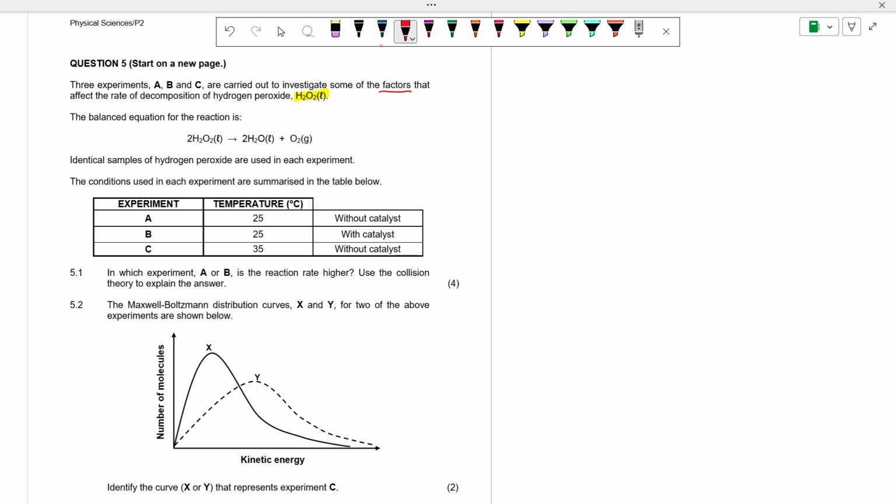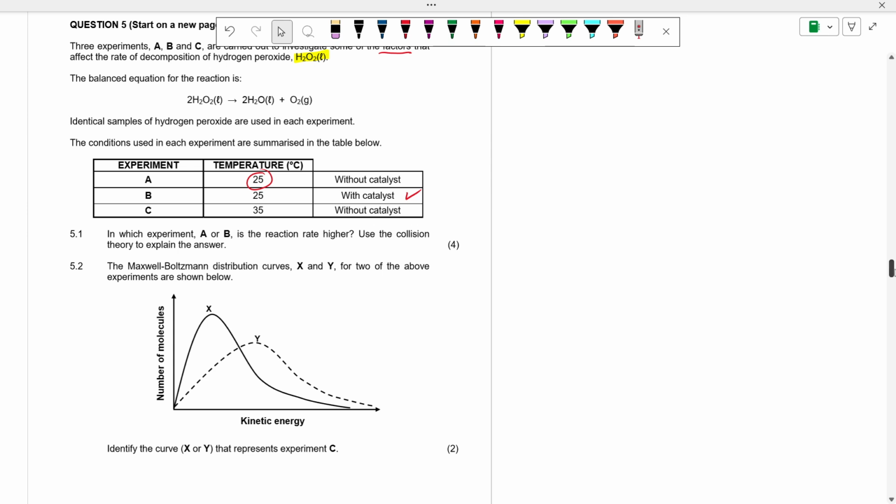Okay, so the conditions that we used are summarized below. In experiment 1 or experiment A, we used 25 degrees Celsius and we didn't add any catalyst to the reaction. Experiment B, we used 25 degrees Celsius again, but this time we added a catalyst. Experiment C, 35, and we didn't use a catalyst. So let's see what we get.